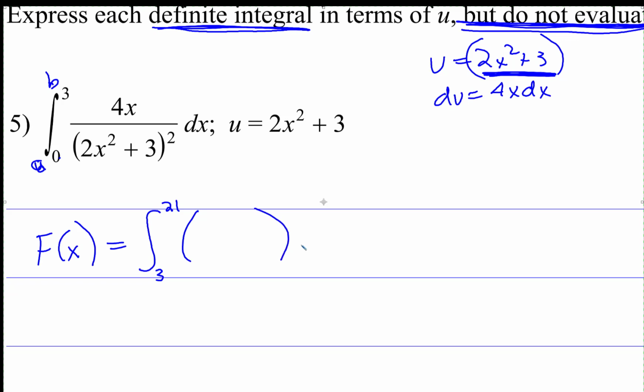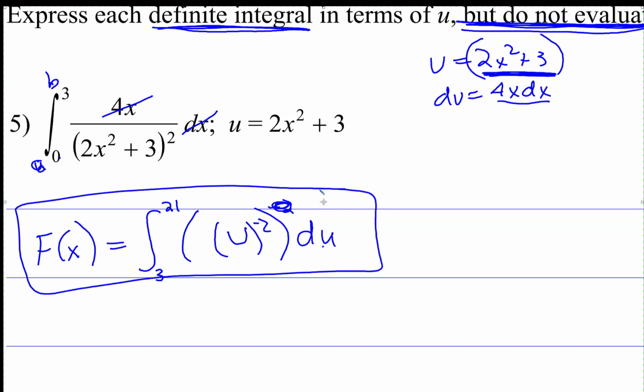And now, remember the 4x dx can be replaced with du. And now what do we have? We have 1 over u squared, or I should do it this way, u to the negative second. I'll accept either way, but that's all you're doing for right now. You're just setting it up, but do not evaluate. All right, I'm going to keep going on these.